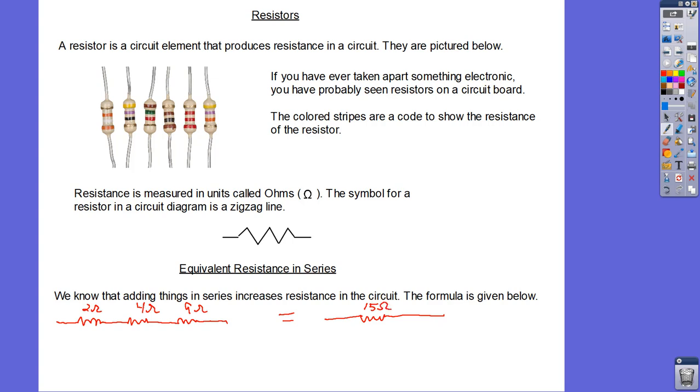So in terms of obstacle to the flow of current, one 15 ohm resistor is the same as a 2 and a 4 and a 9 in series. To generalize, if I call these R1, R2, and R3, then the one that's equivalent, we call that the equivalent resistance, or REQ, that's going to equal R1 plus R2 plus, and I'm just going to put the dot dot dot because we could have any number of resistors in series, and you just add them up to find the equivalent resistance.